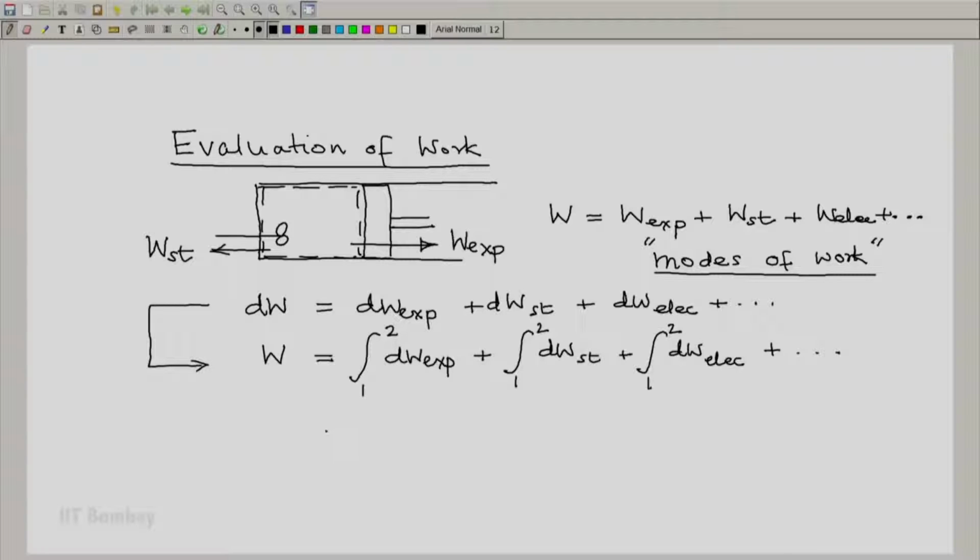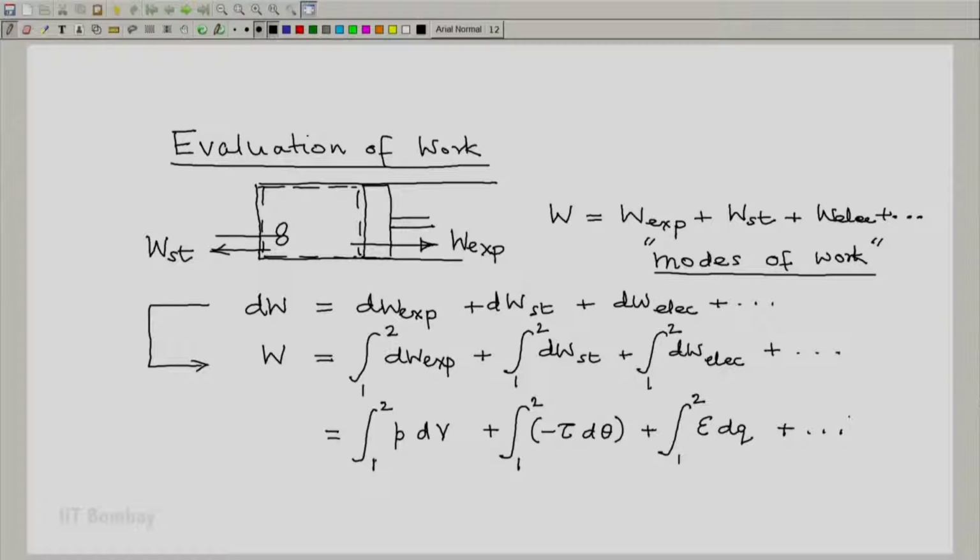And since we know, for example, that the expansion work element dW expansion is P dV, we can write the first integral as integral P dV from the initial state 1 to the final state 2 over the process. Similarly, the second one would be minus tau d theta over the process from 1 to 2. The third one could be E dq over the process, and so on.